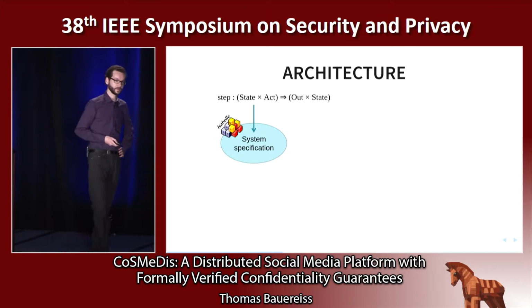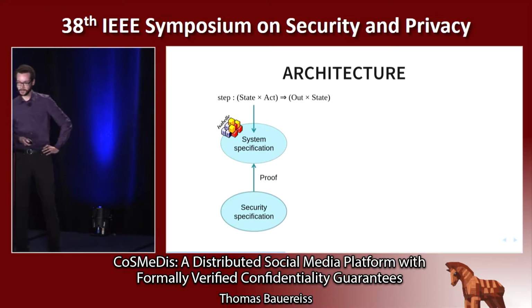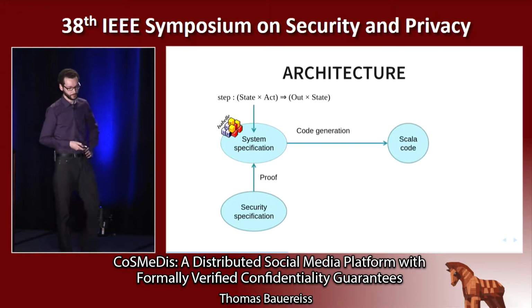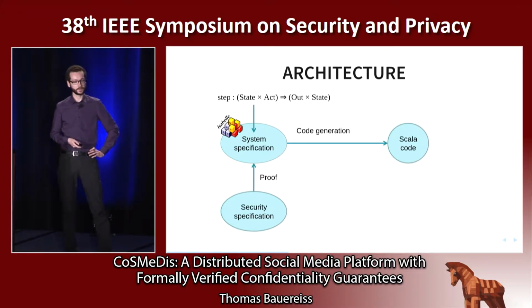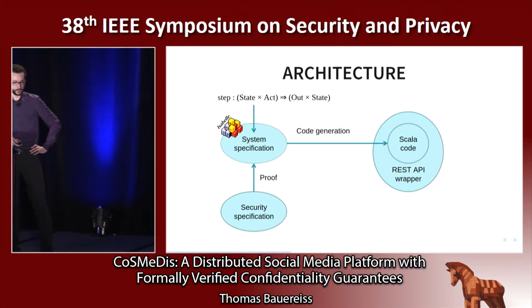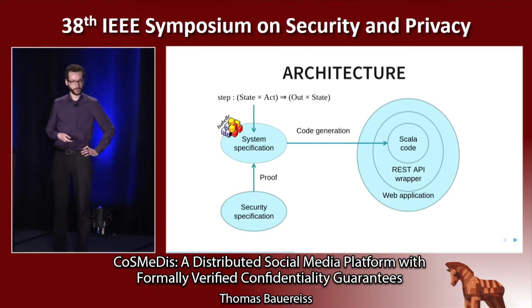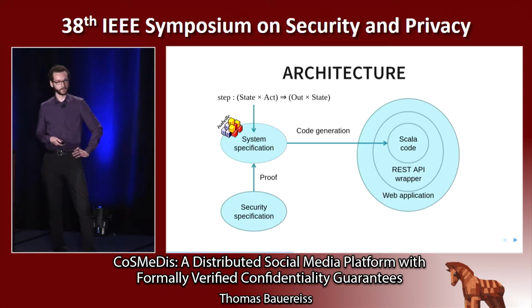And the advantage of doing this in a theorem prover is that we can directly conduct a security proof on this specification on the one hand. On the other hand, Isabelle also has a code generation feature that we have used to export this step function as executable Scala code. And this actually forms the core of the running prototype. And around it, we have built a wrapper that makes the actions and the outputs of this kernel available to a web application that we have built on top of it. So these outer layers are implemented manually, so they are trusted, but this kernel of the system corresponds quite directly to the specification that we have verified.